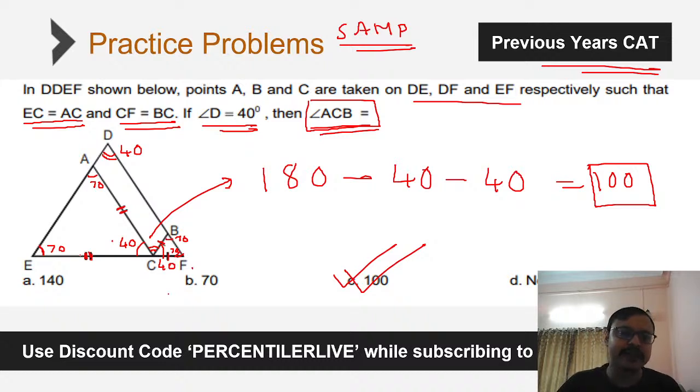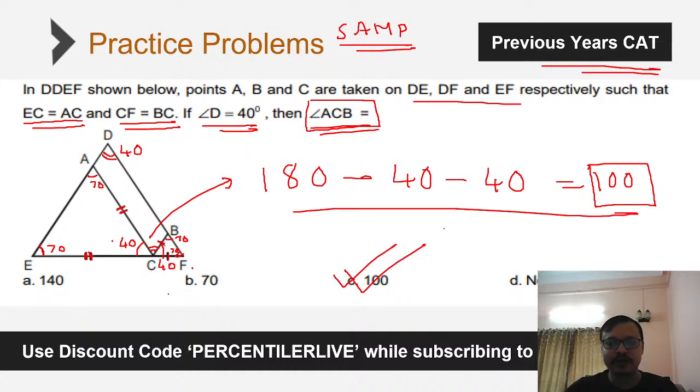Note, had you taken some other breakup like 80-60 or 75-65, you would have still ended up getting the same correct answer. But all you need to do was take sample values and proceed. That would have given you the answer immediately as here 40, here 40. That means angle ACB is 180 minus 40 minus 40. That is 100 degrees. Is that clear, everybody? The second one.